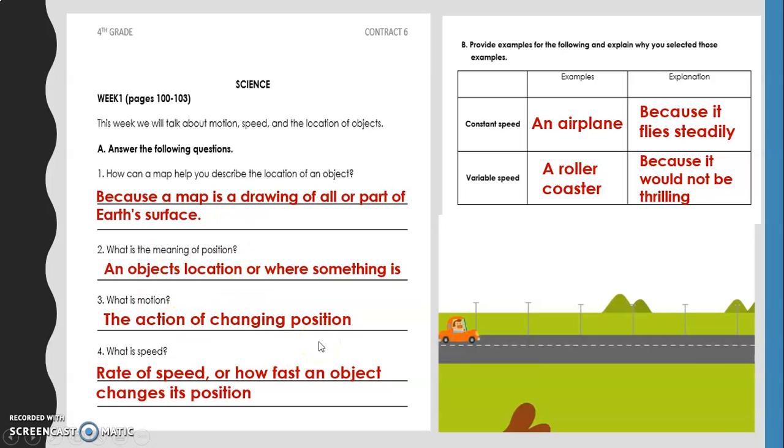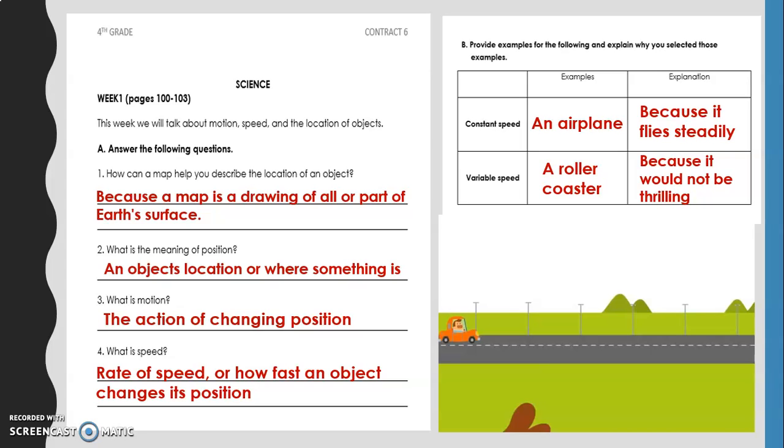So what was motion? It's the action of changing position. Obviously, if you produce motion, you create movement, and the position's going to be altered, right? Now, the meaning of speed was the rate of speed, that is to say, a description of how fast or slow an object can go or change from position. Bear in mind the differences and analogies between constant speed and variable speed.